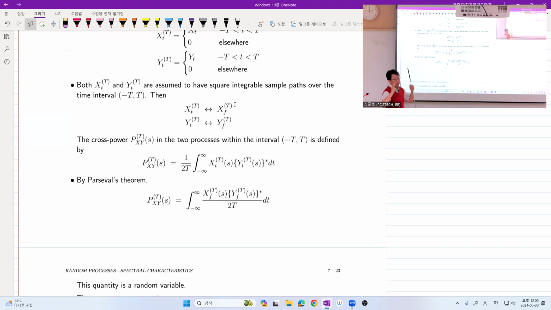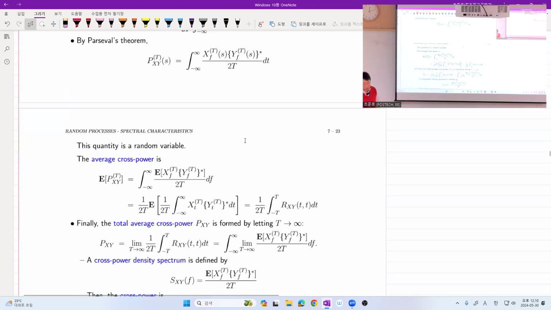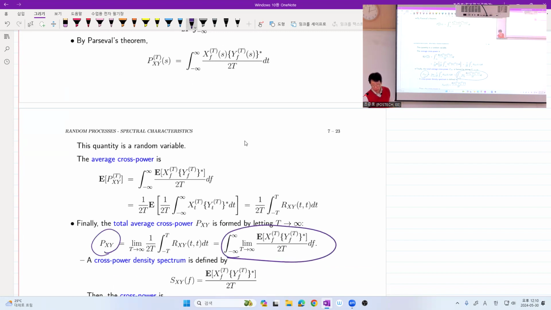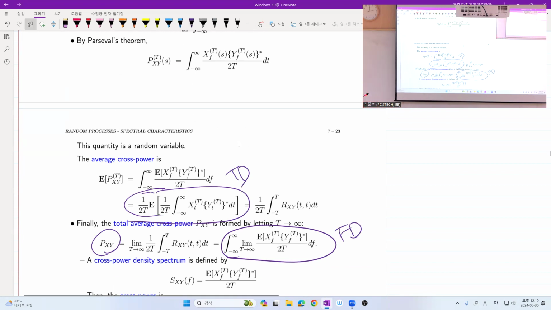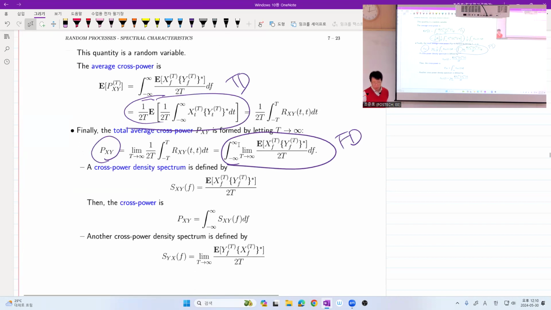And then we take the ensemble average and we take the limit to define what? Cross power. So cross power is simply that one in the frequency domain, and this one in the time domain. So this is the time domain and this is the frequency domain. Now we want to define the cross power spectrum.